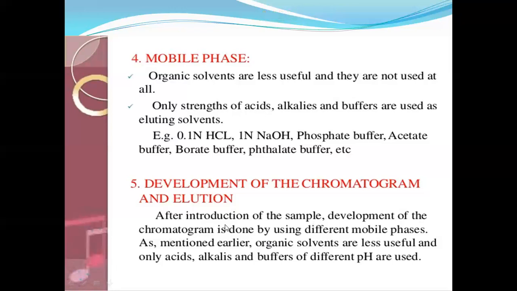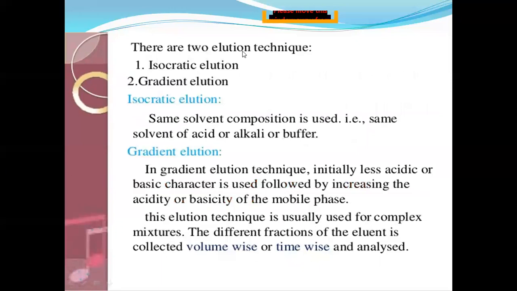After introduction of the sample, the development of the chromatogram is done by using different mobile phases. As mentioned earlier, organic solvents are less useful, and only acids, alkali and buffers of different pHs are used. There are two types of elution techniques. One is isocratic elution. In isocratic elution, we use only one type of solvent, the same solvent, either acid or alkali or buffer. Such elution processes are known as isocratic. And gradient elution means we can use them one after another, or you can use a proportion of these three.